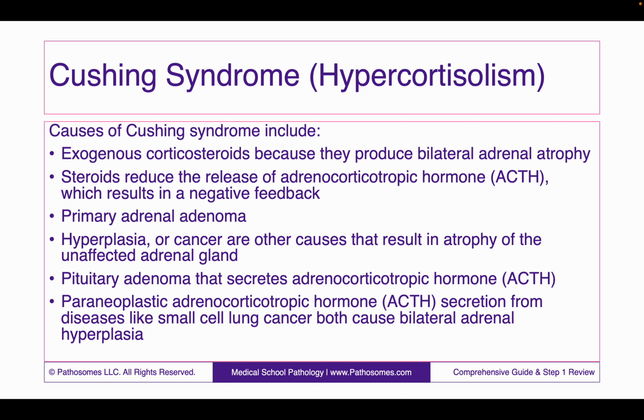Primary adrenal adenoma, hyperplasia or cancer are other causes that result in atrophy of the unaffected adrenal gland. Pituitary adenoma that secretes ACTH, or paraneoplastic adrenocorticotropic hormone secretion from diseases like small cell lung cancer, both cause bilateral adrenal hyperplasia.